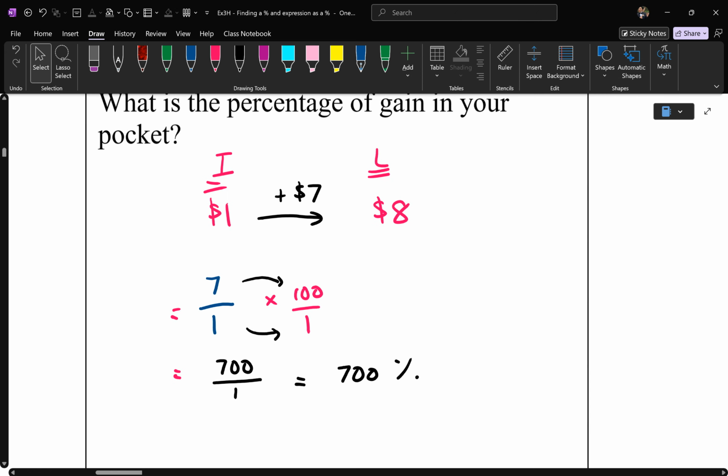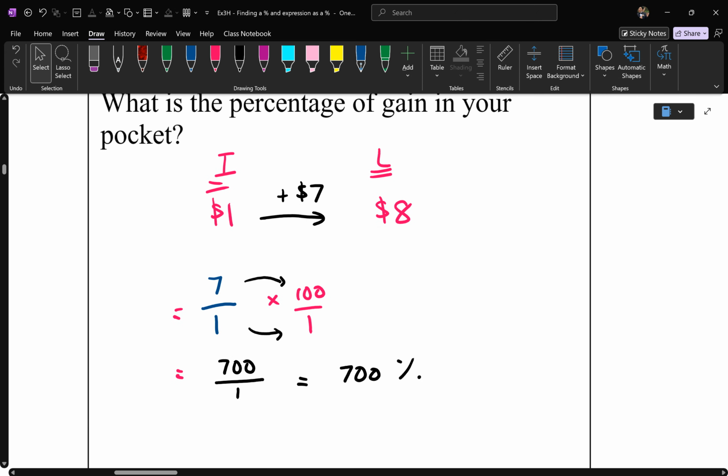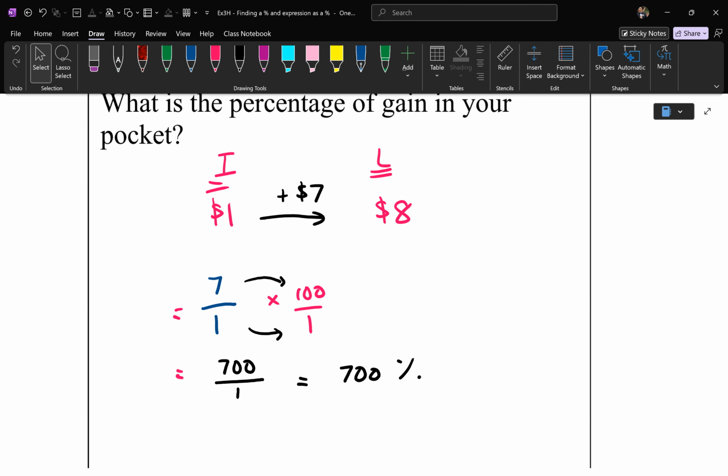Which makes sense because I gave you 7 times the amount that you had. So of course, it's more than 100%. It has to be 700% of what you actually gained.